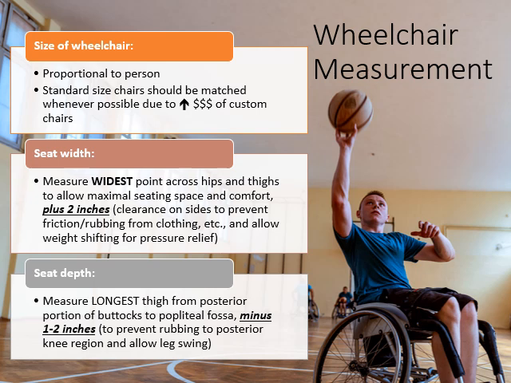The width of the seat needs to be a little bit wider, about 2 inches wider than the widest point of the patient. So if you're going to measure the widest point when the patient is seated, we're going to go from one greater trochanter to the other. So the greater trochanters are the widest points of the hips.